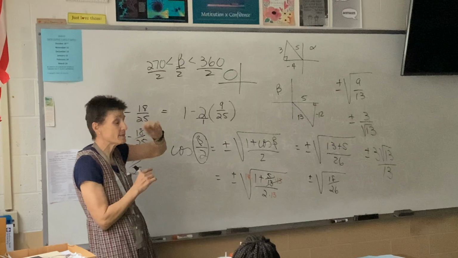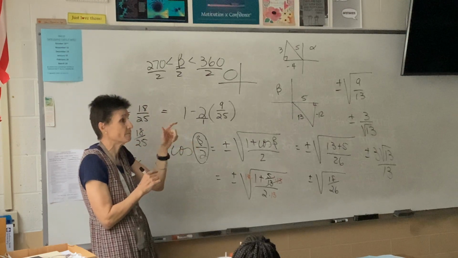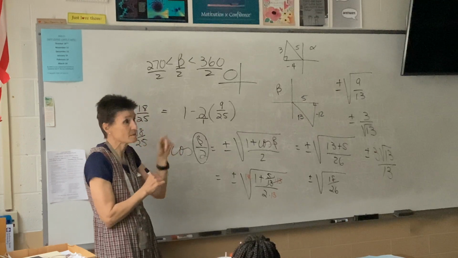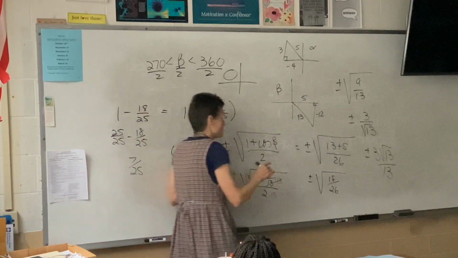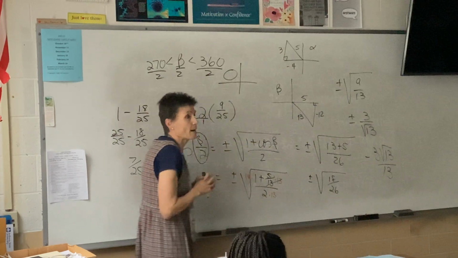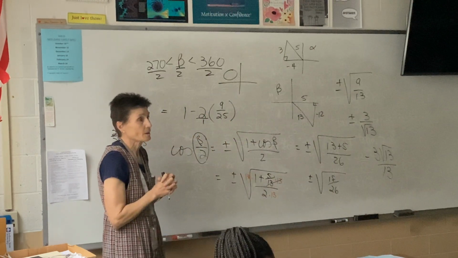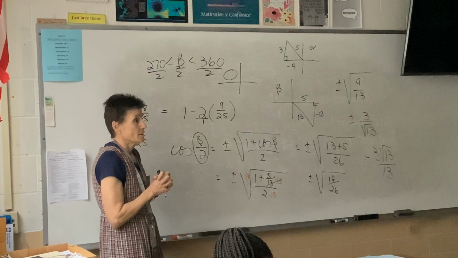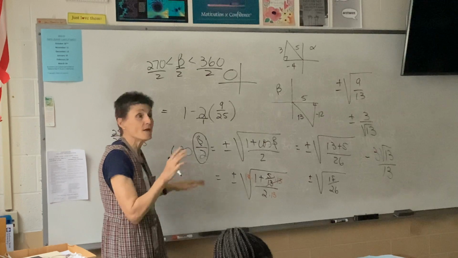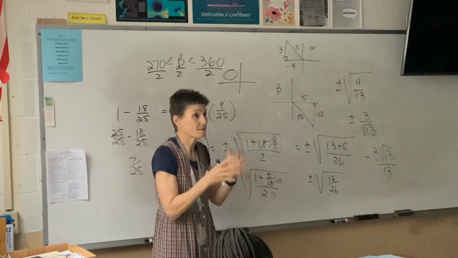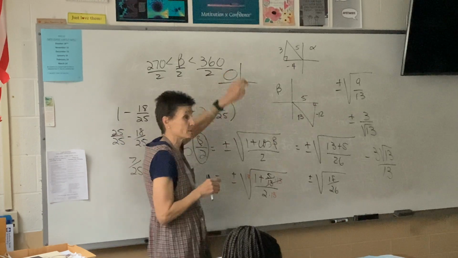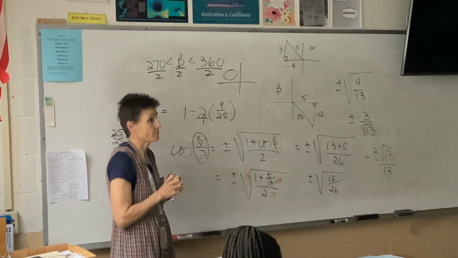Are cosines positive or negative in quadrant 2? Negative. Cosine's x. X is negative in quadrant 2. So you are going to choose the negative root for that problem. If this had been a sine problem, then you would choose the positive root, because sine is positive in this quadrant, but cosine is negative.